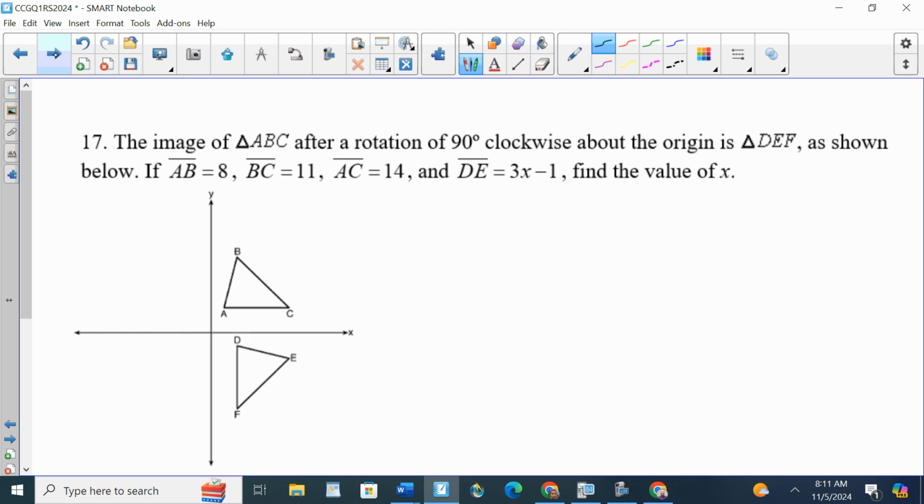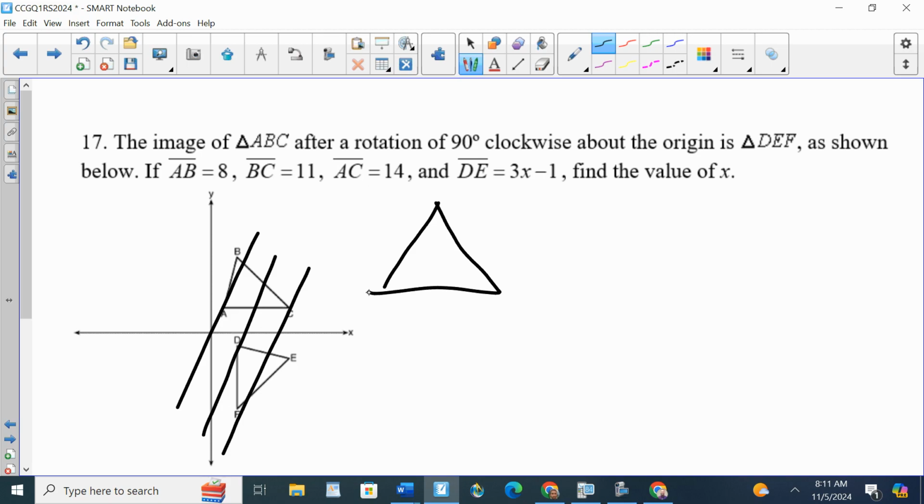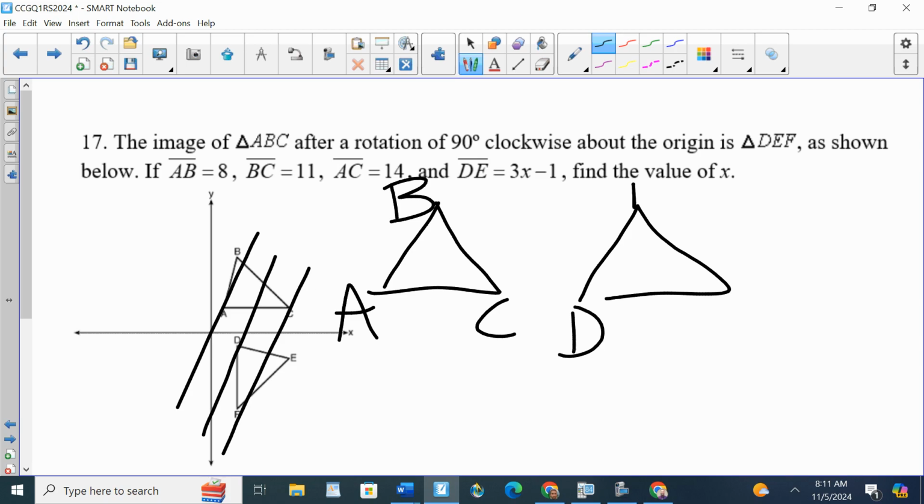If a rotation or a translation or a reflection happens, it produces a congruent figure. So basically, all this is saying that these triangles are congruent. And I know that the corresponding parts must be congruent. I can't see what corresponds to what because these pictures are not good, so I'm going to draw my own pictures. I'm going to draw A, B, C, D, E, F.